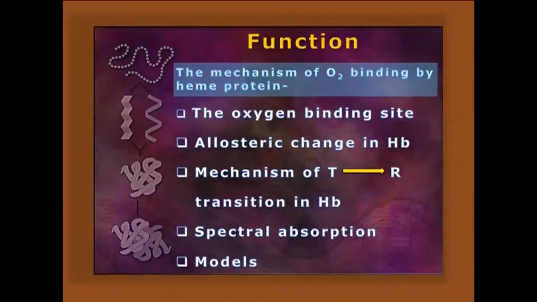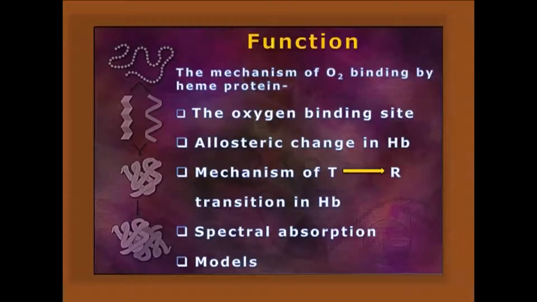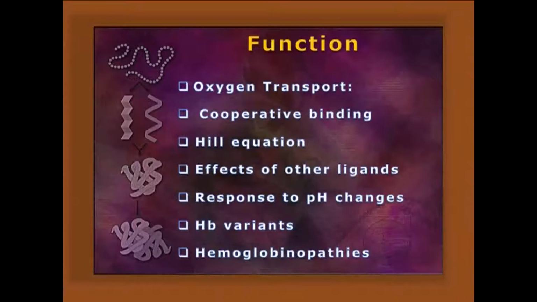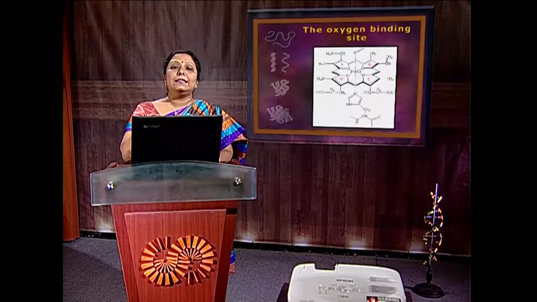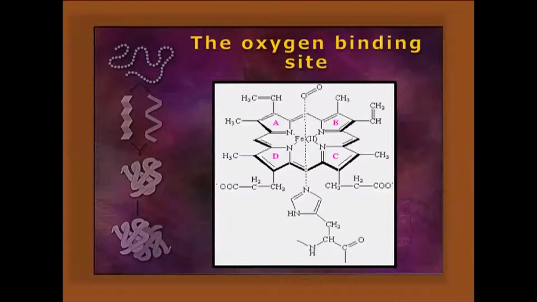Now, when we are talking about the other functions, they relate to the oxygen binding and transport mechanism: this binding site, the allosteric change of hemoglobin, the mechanism of the T to R transition, spectral absorption, and models. I will talk about cooperative binding, the Hill equation, the effect of other ligands, the response to pH change, hemoglobin variants and different hemoglobinopathies.